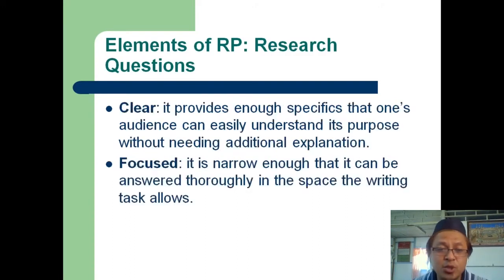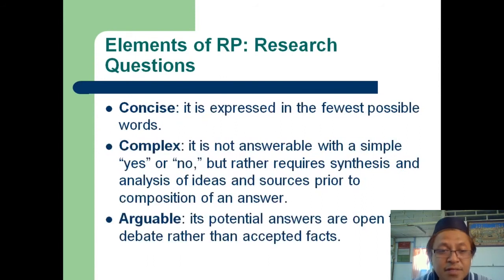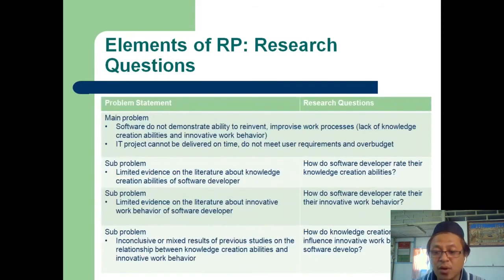So when you write research questions, make sure the research question is crystal clear. It has to be very focused and narrowed to a specific aspect of the study, and it has to be concise and complex. So try not to develop research questions where you can just say yes or no. That is not a good research question, and research questions can be somewhat arguable. That means you are open to different possible solutions to answer the research question.